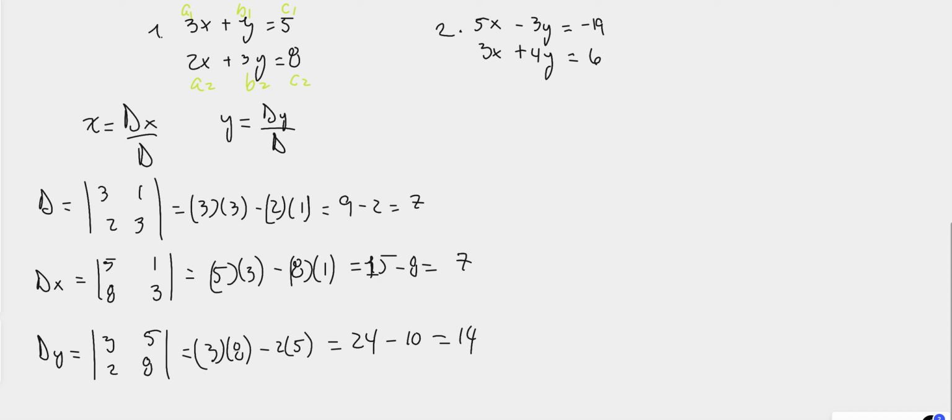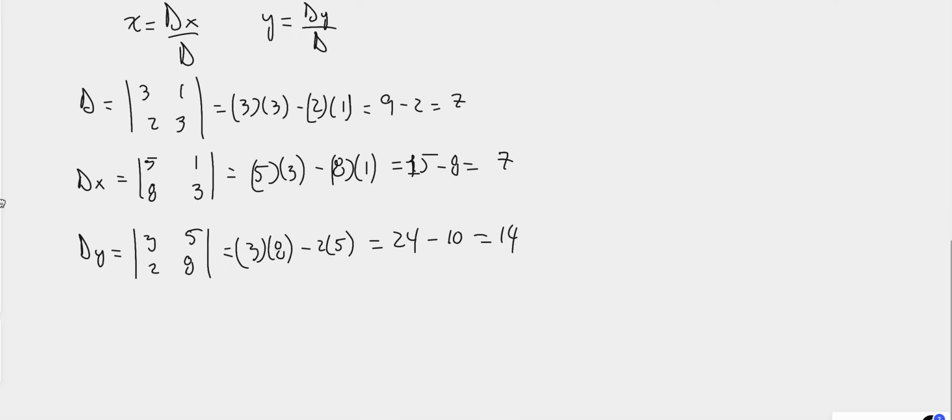So when I substitute these values, x is the determinant of x. Well, the determinant of x is 7, so it's 7 divided by the determinant of the constant. In this case, it's also 7. 7 divided by 7 is 1. And to get y, it's the determinant of y, which is 14, divided by the determinant of the constant, which is 7, and that's 2. So my answer is 1, 2.